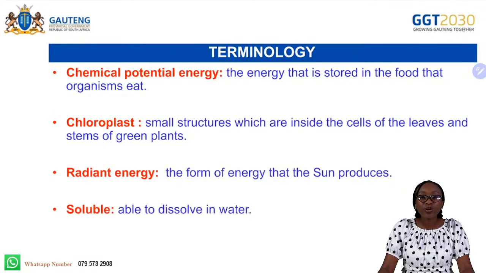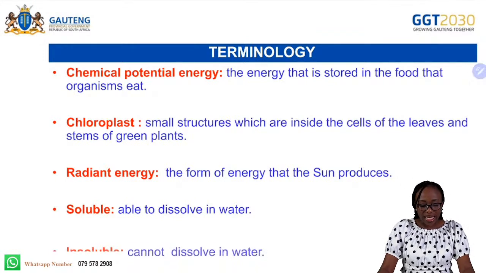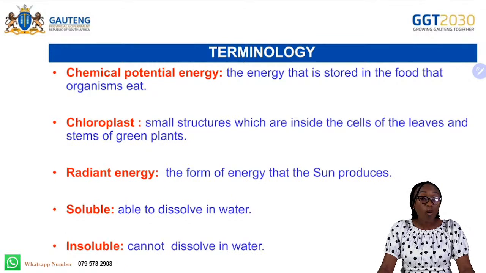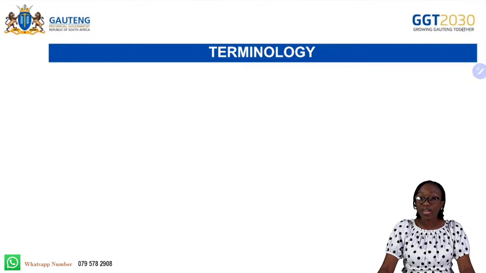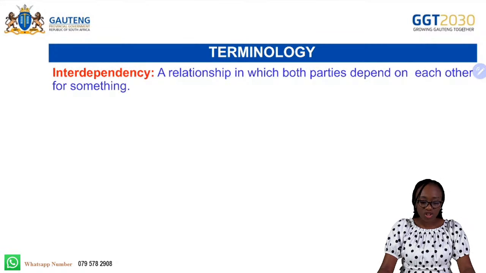And then soluble. Soluble means it is able to dissolve in water. And then insoluble, it's the opposite of soluble. It is a substance that cannot dissolve in water. Now let's see what else we have under terminology. Interdependency.